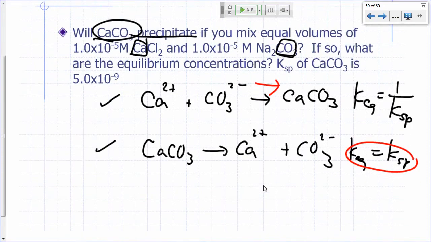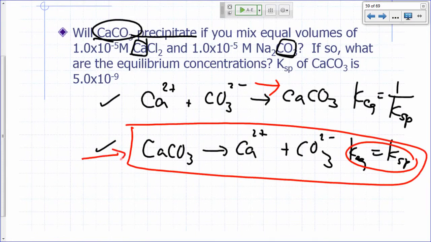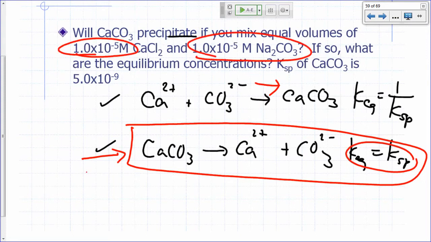Let's work this problem out using the traditional way it's done in textbooks. So let's just do it this way. Let's use this one right here. You're given equal volumes of 10 to the negative 5th molar calcium chloride and 10 to the negative 5th molar of sodium carbonate. So what would be our initial concentration for calcium carbonate? Well, this is solid. Actually, there's none, right? There's no calcium carbonate because you're mixing two solutions.